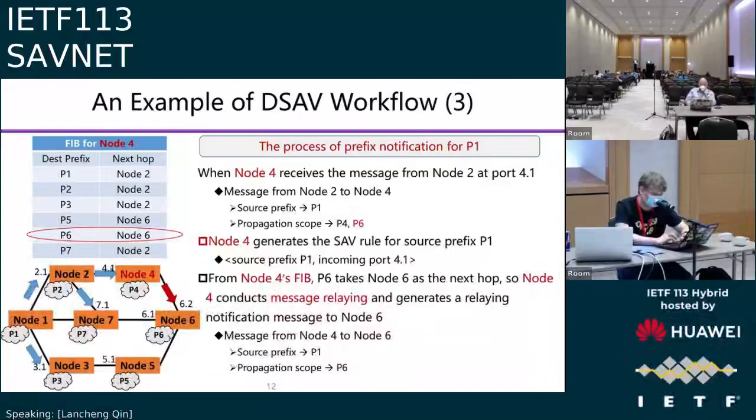Next, when node 4 receives the message from node 2 at port 4.1, node 4 first generates the safe rule for source prefix P1. It then checks the propagation scope, P4 and P6. From node 4's FIB, P6 takes node 6 as the next hop, so node 4 conducts message relaying and generates a relaying notification message to node 6, carrying P1 in the source prefix field and P6 in the propagation scope field.